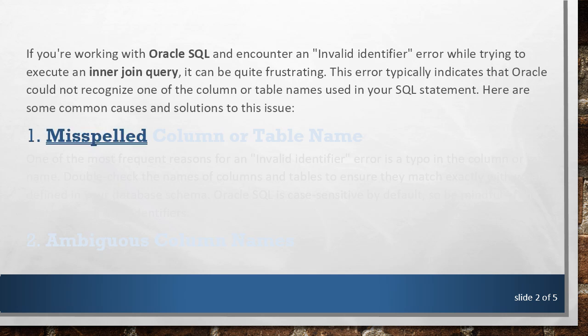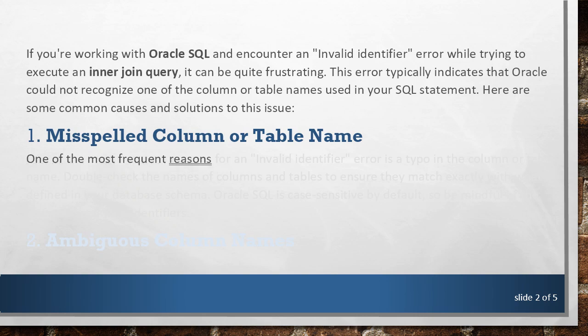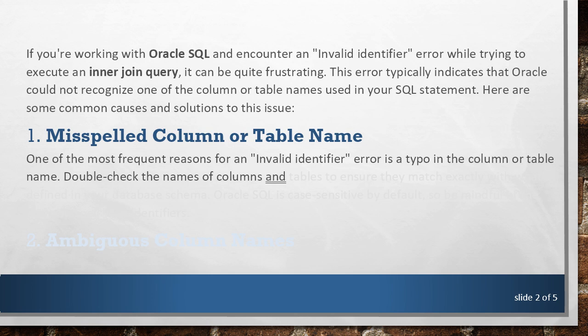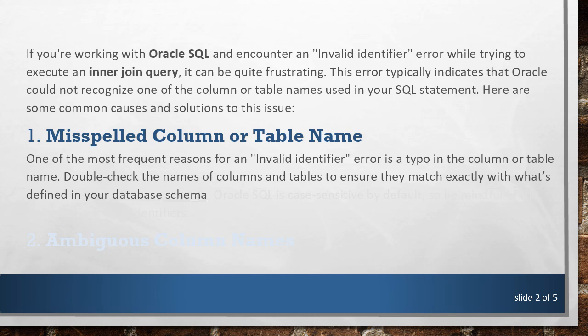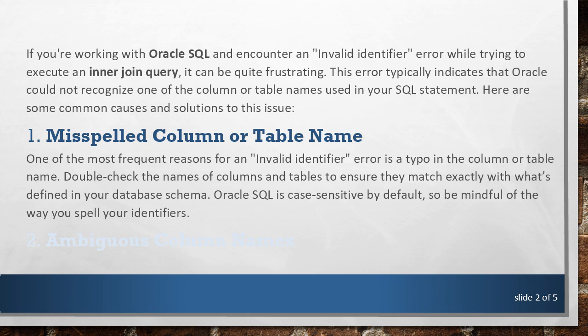1. Misspelled column or table name. One of the most frequent reasons for an invalid identifier error is a typo in the column or table name. Double-check the names of columns and tables to ensure they match exactly with what's defined in your database schema. Oracle SQL is case-sensitive by default, so be mindful of the way you spell your identifiers.